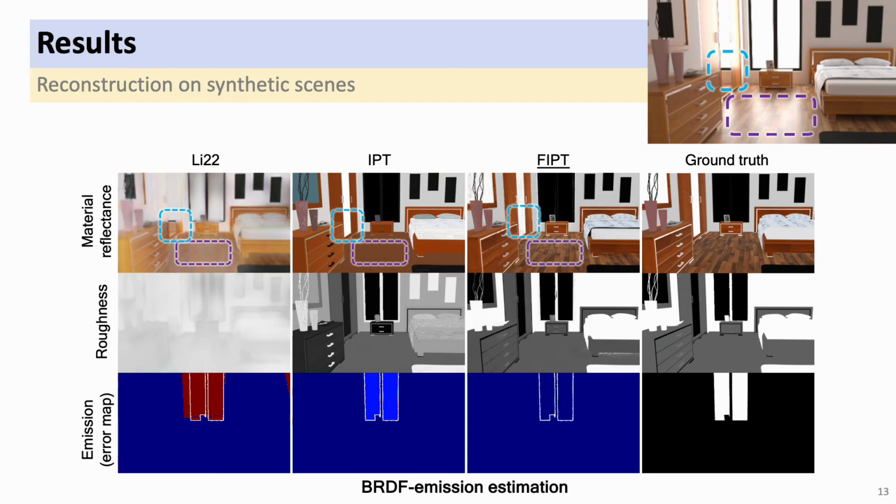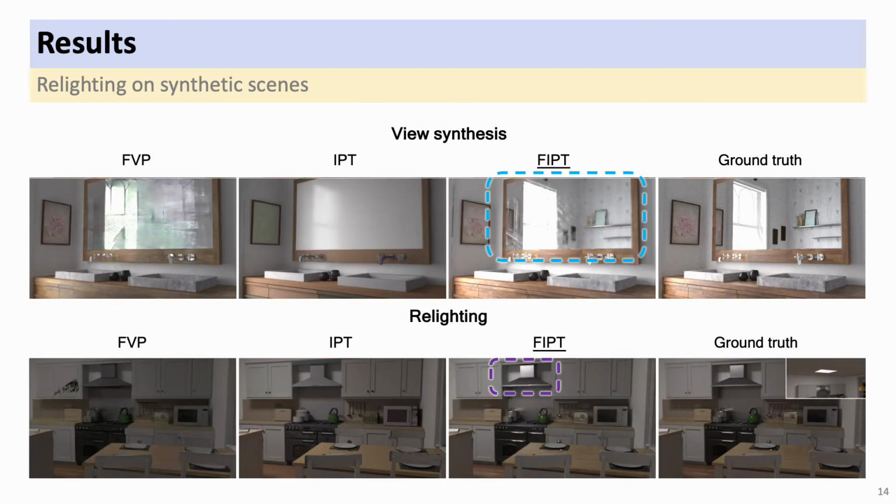Overall, FIPT significantly improves BRDF and lighting reconstruction. In this example, we preserve the fine texture of the floor and accurately estimate the highly specular mirror. As a result, we produce better rendering under novel lighting, where the details and crisp reflections are well preserved with our method, highlighted by the mirror and the metallic range hood in the results.